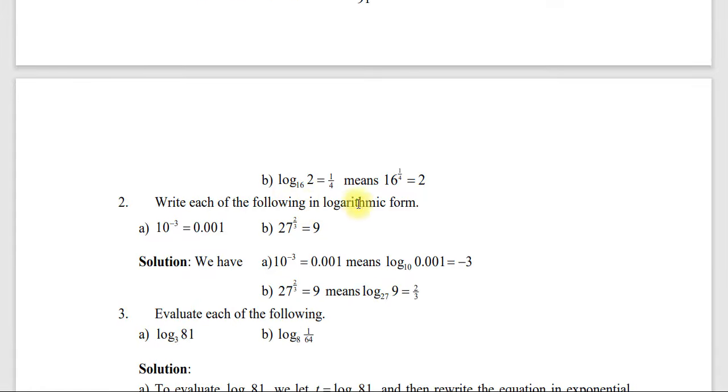Write each of the following in a logarithmic form.